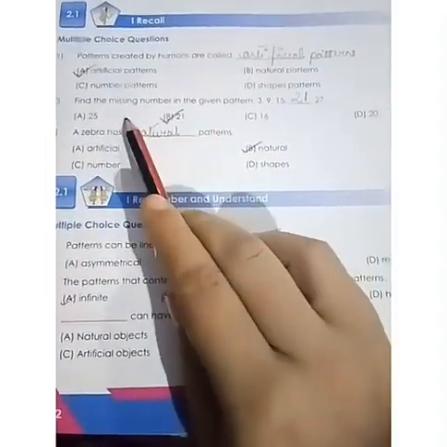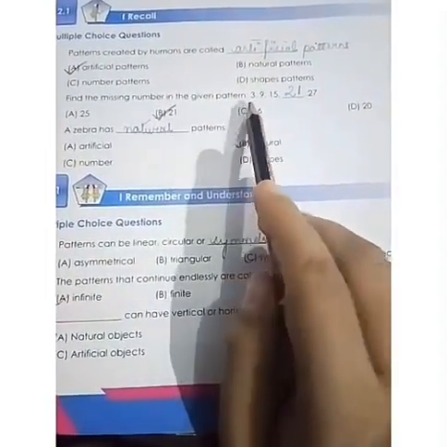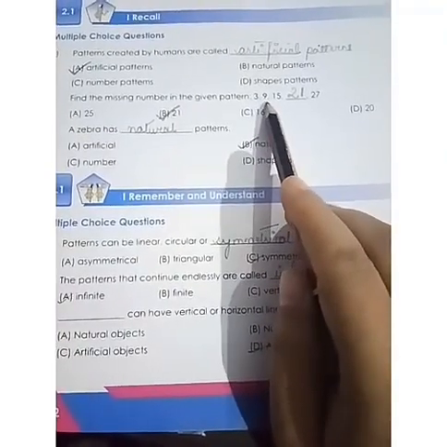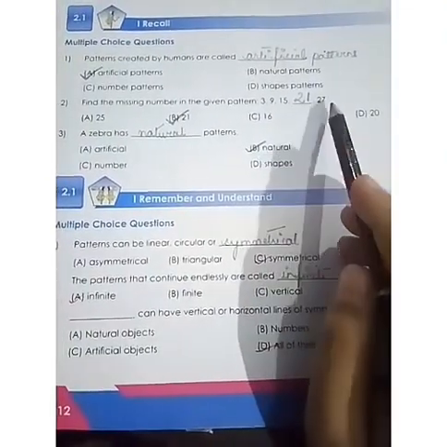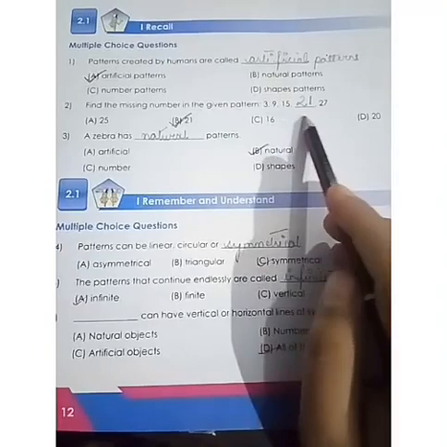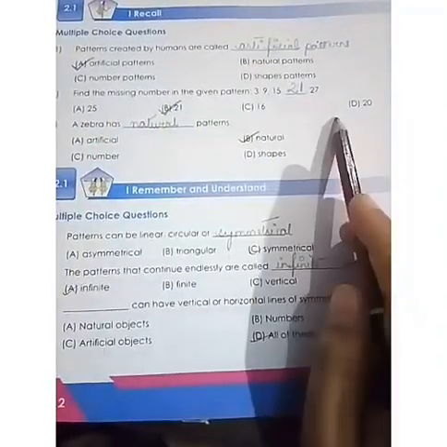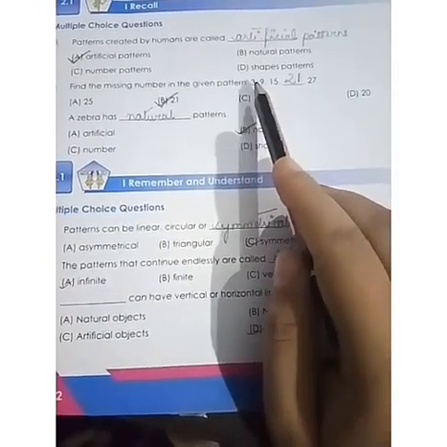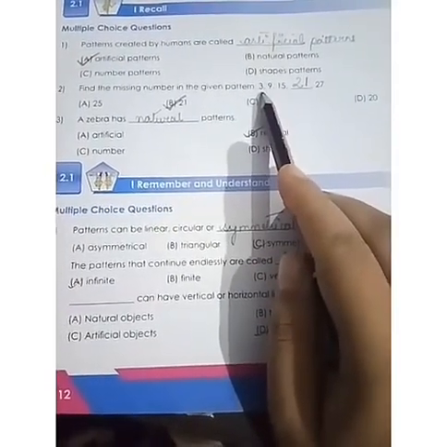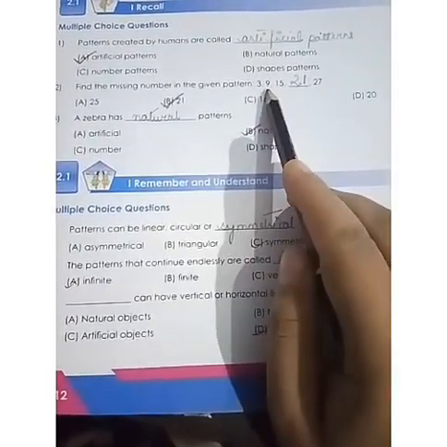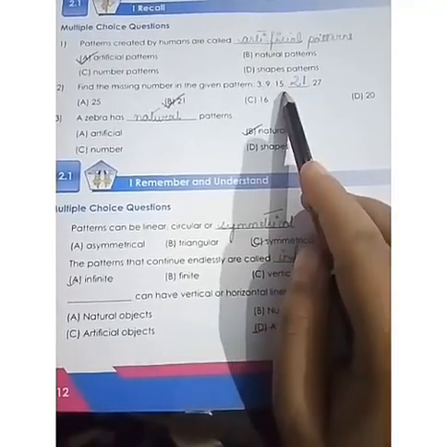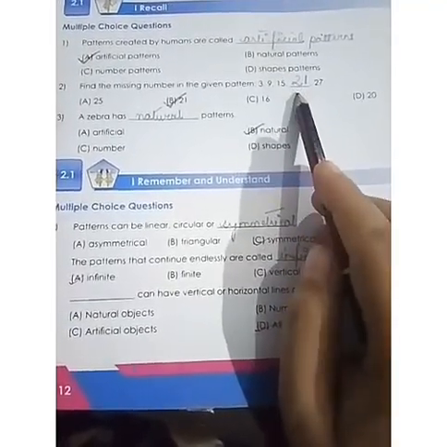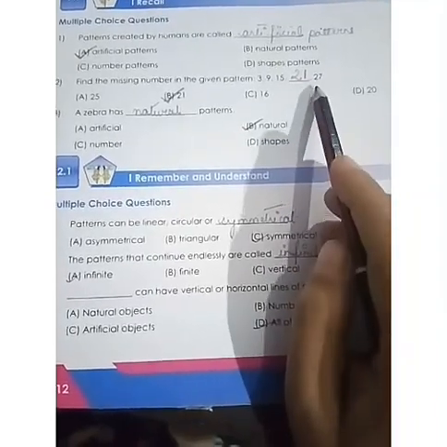The next question is, find the missing number in the given pattern: 3, 9, 15, dash, and 27. What will come in the blank here? Four options are given. There are two ways of approaching this question. First is addition of 6. So 3 plus 6 we get 9, 9 plus 6 we get 15, 15 plus 6 we get 21, and 21 plus 6 we get 27.